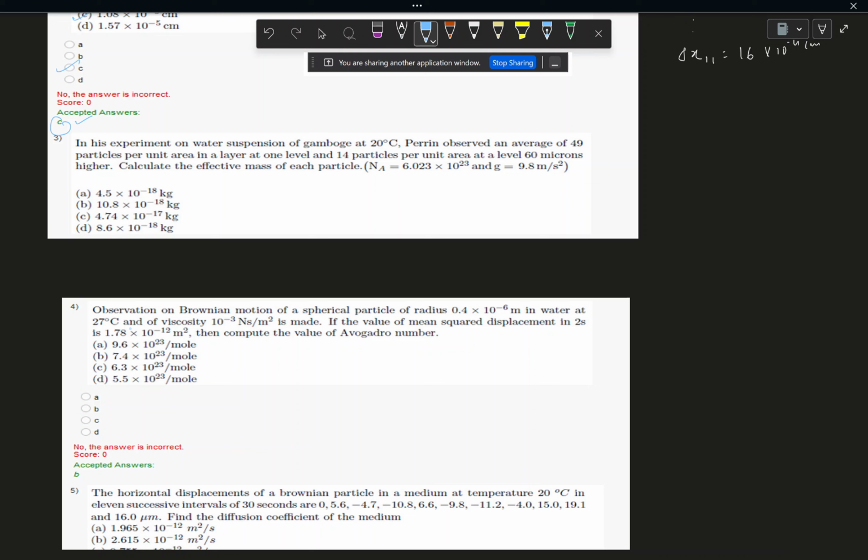So Perrin's experiment, he has taken a water suspension of gum. Basically, this is the colloidal media that he has used to form an emulsion, and he has suspended it into water, and the temperature is mentioned as 20 degrees centigrade. Then the average number of particles per unit area is 49 at one level, and there is another level of that liquid suspension which is 60 microns above that level, and there also the number of particles per unit area is given. So then what is the effective mass of each particle?